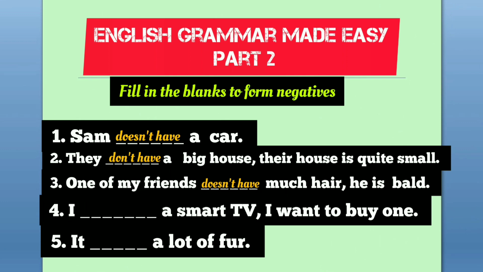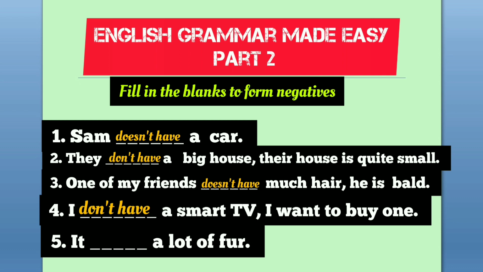I dash a smart TV. I want to buy one. So obviously, if you want to make a negative, it's very easy. I don't have a smart TV, because first person singular and plural both we use don't. So it should be I don't have a smart TV. I want to buy one.